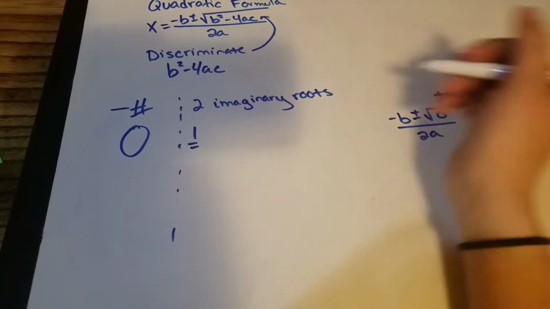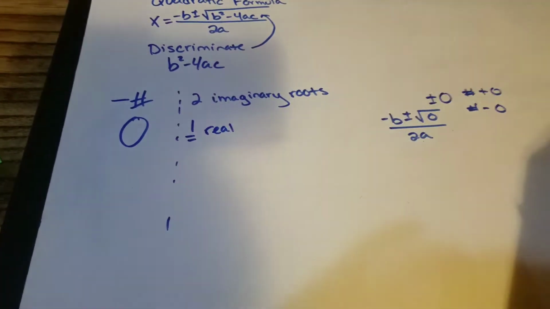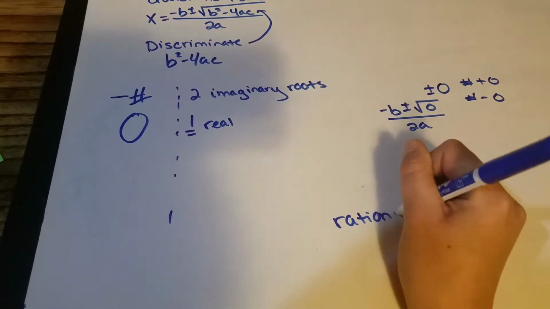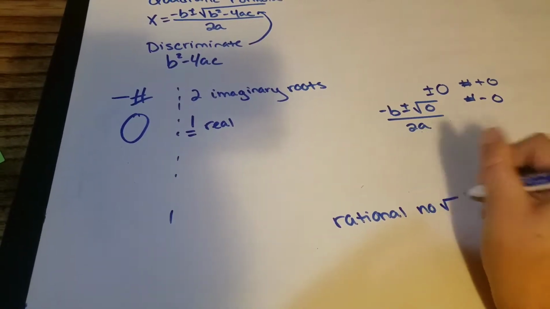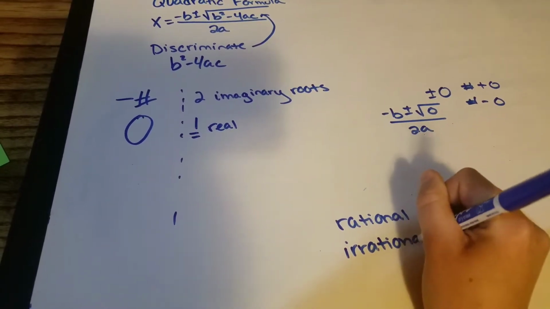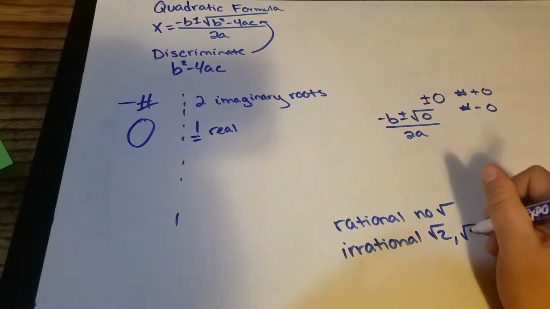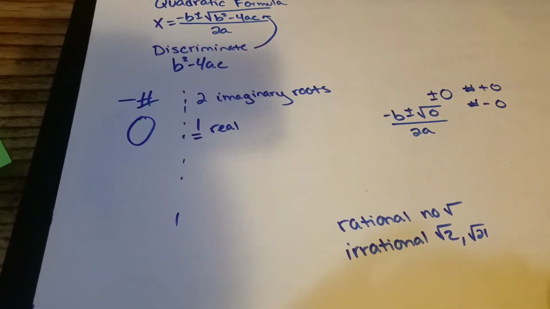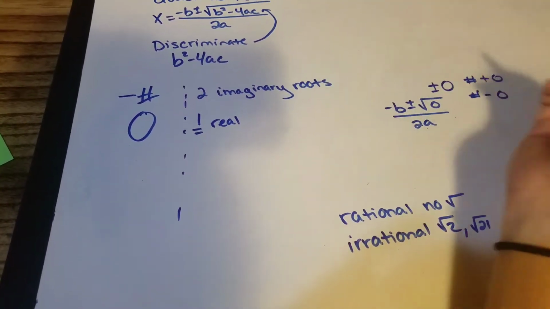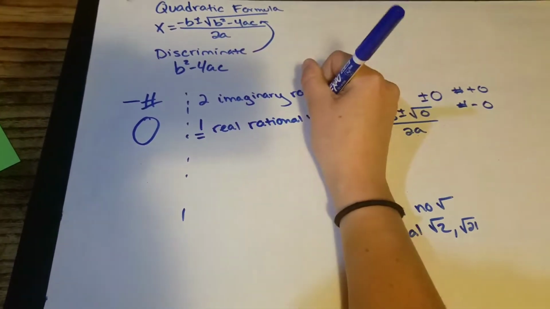So the next thing we have to decide is, is it real or imaginary? The only time you're going to have an imaginary number is with a negative, so that means it has to be real. Is it going to be rational or irrational? Rational numbers end up with no square root left. Irrational numbers, you might have reduced it, but you still have the square root of something, like the square root of 2 or the square root of 21. In this case, you would have the square root of 0, which is just 0. So you would have one real rational root.